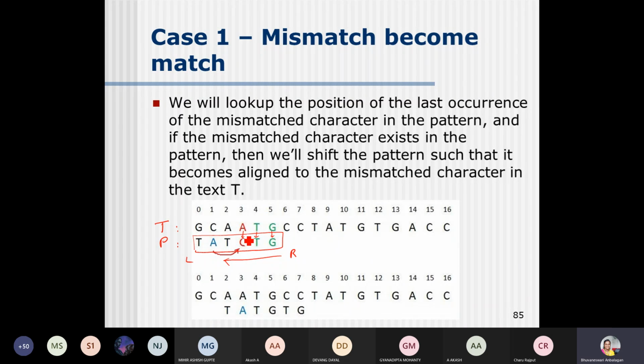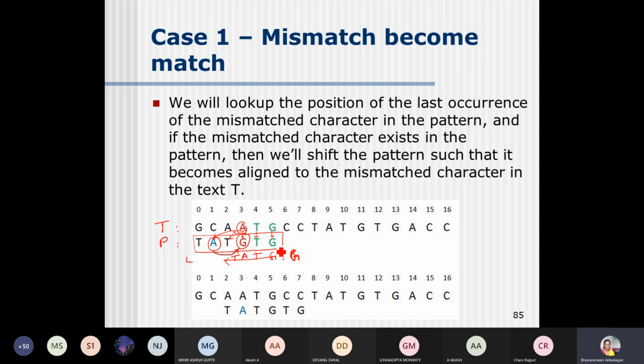Now I will not stop here. I will check whether there is a matching A in the upcoming pattern. A and T not matched. A and A matched. So for this mismatch that I'm identifying, I will keep searching for a matching A, and I will shift the entire pattern towards this A. This A will come here, this T will come here, and then T, G, T, G will come here.